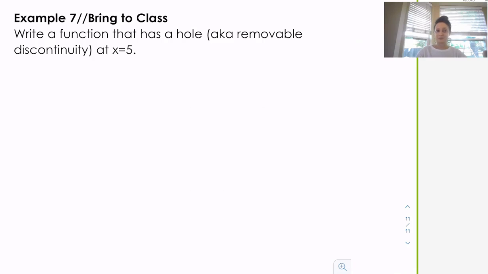I'm going to ask that you bring this one to class. So I want you to try to write a function, and it can stay in factored form. And I want it to have a removable discontinuity at x equals 5. Okay, so bring this one to class, and we will discuss from there.